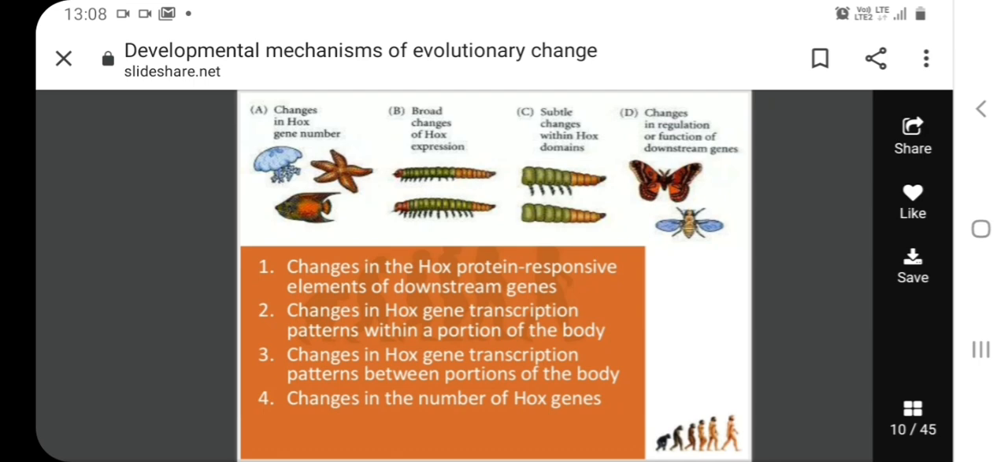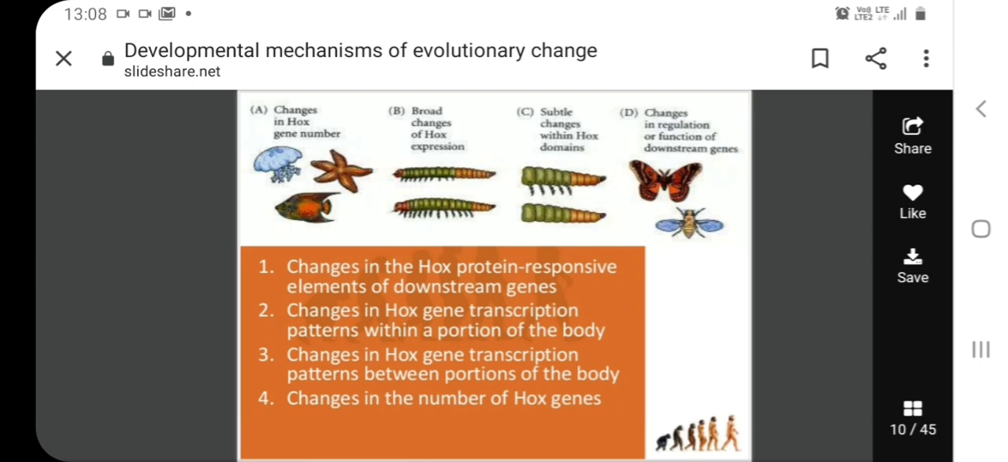Third, change in Hox gene transcription pattern between the regions of the body. And last but not the least, changes in the number of Hox genes.